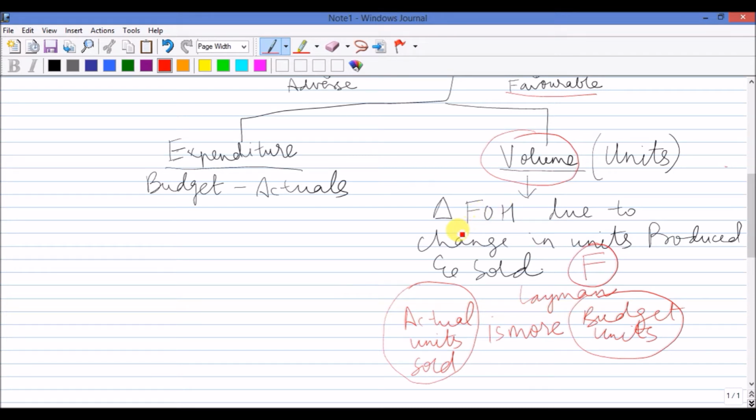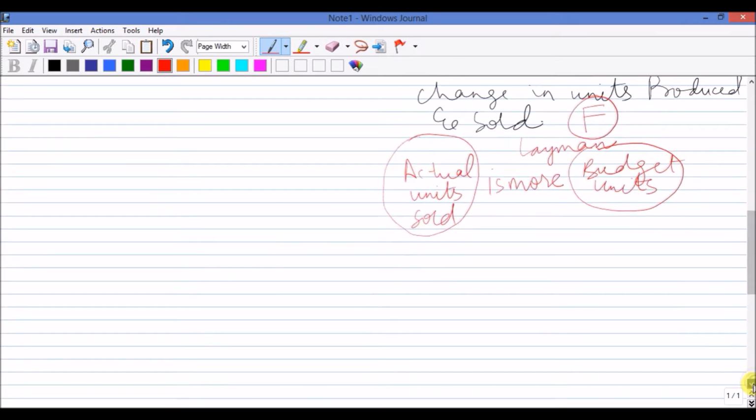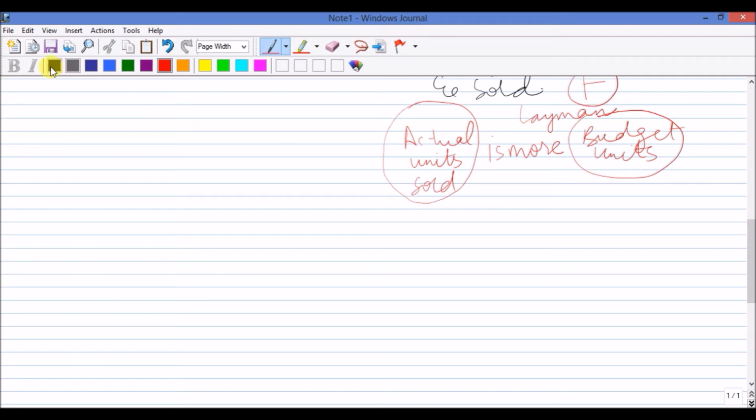Fixed overhead variance is difficult since you need to know whether it's an adverse variance or whether it's a favorable variance, and in that part it becomes difficult. But we are not going to learn anything, we are going to understand everything.